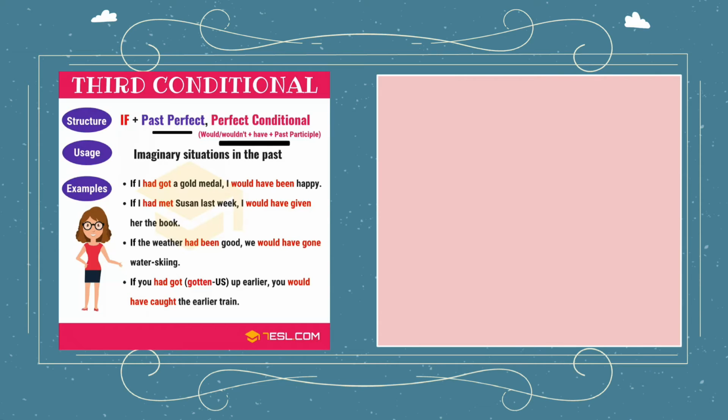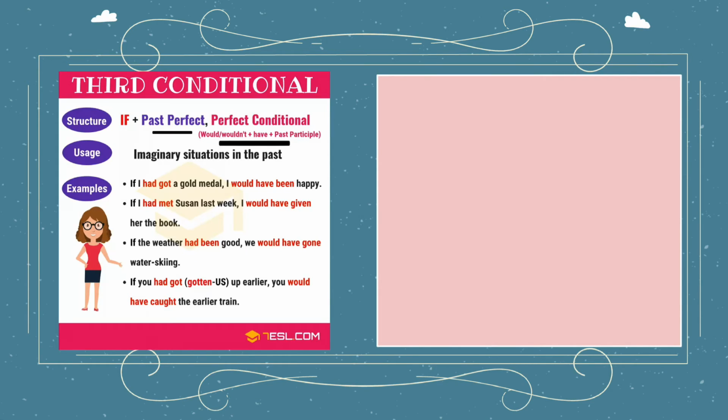Let's look at the examples. Number 1. If I had got a gold medal, I would have been happy. So, "had got" is past perfect. However, "would have been" is perfect conditional. Number 2. If I had met Susan last week, I would have given her the book. The word "had met" is past perfect and "would have given" is perfect conditional.